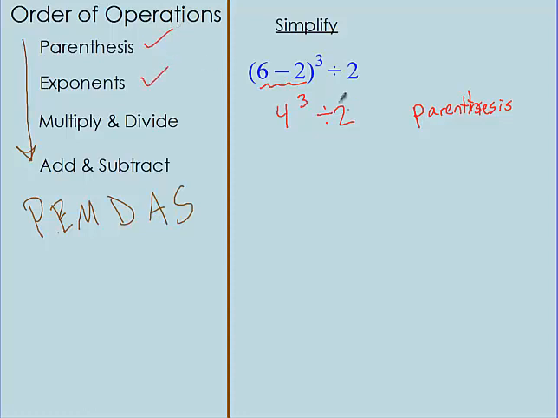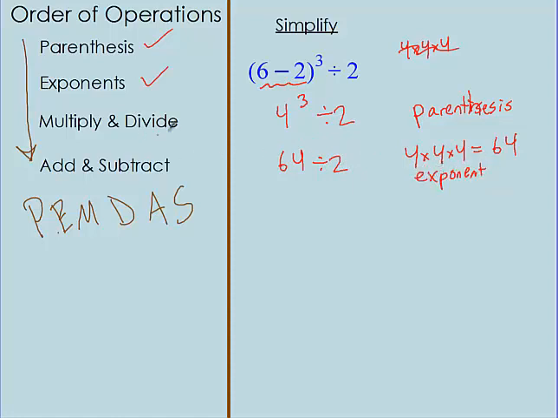The second step, let's do the exponents. So this is a cube. This 3 stands for cubed. So 4 to the third power, 4 cubed, is 4 times 4 times 4. Let's put that note here. 4 times 4 times 4. Well, 4 times 4 is 16, times another 4 is going to be 64. So this is going to change to 64 divided by 2. I did the exponent second.